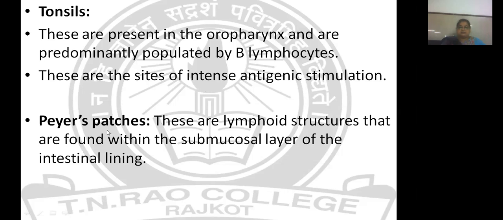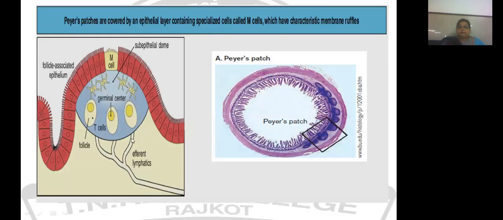The second is Peyer patches. They are lymphoid structures found within the submucosal layer of the intestinal lining. This is the structure of Peyer patches. These are the microvilli present in the lumen of the intestine, and in between you will find this lymphoid tissue in the form of patches. There is a specialized cell present between the brush border of the intestine called the M cell, which provides entry of antigen into the inner space of the intestine.